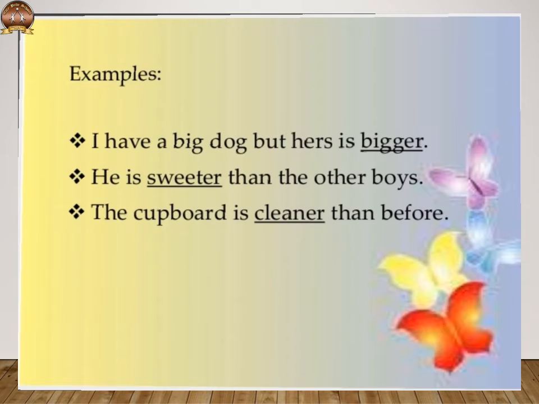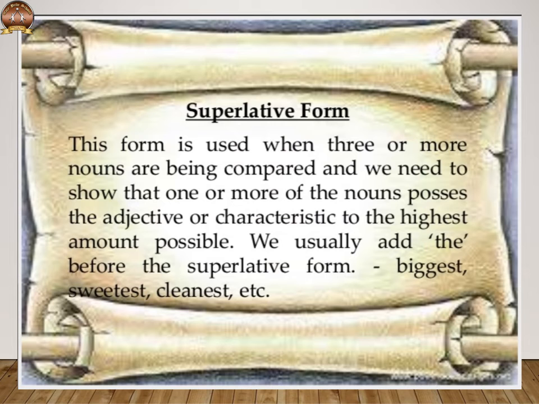Yes, they have ER. So this is how we form a comparative adjective, commonly by adding ER. But there are some words where we add more, when they have three or more syllables. If the word is big, then we add more.